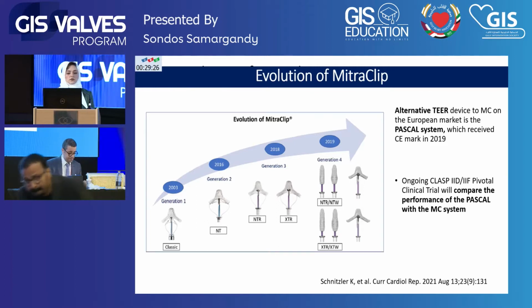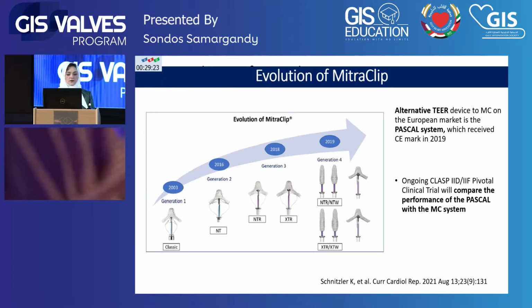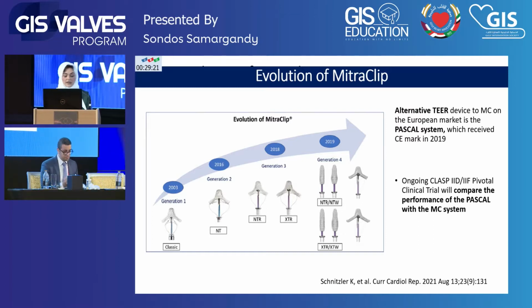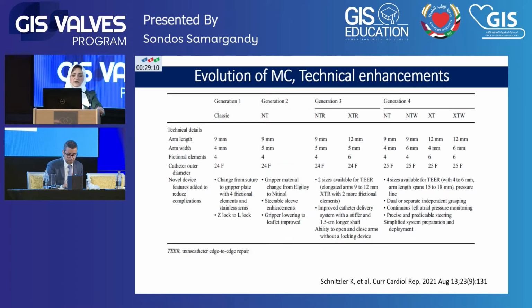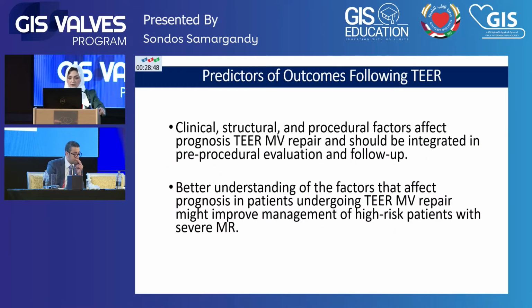So we can see the evolution of MitraClip over the years, as we started in 2003 up to 2019, and now, as I'm hearing, we're going for generation 5, and at the same time, new competitors coming in the market with the PASCAL system, which was CE marked in 2019. You can see the first generation, the classical one, and then they got the NT, and we talked much about NTW and XTW, but with the expense of a slight 25 French now going on in the guidance. It was not yet associated with any more vascular complications, but that's to keep in mind in case you need to close that iatrogenic ASD on the way out.